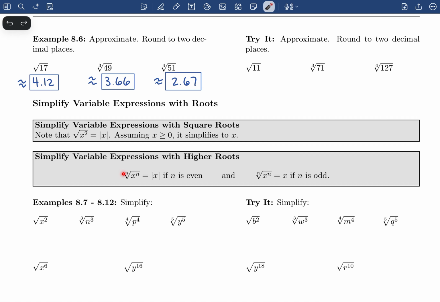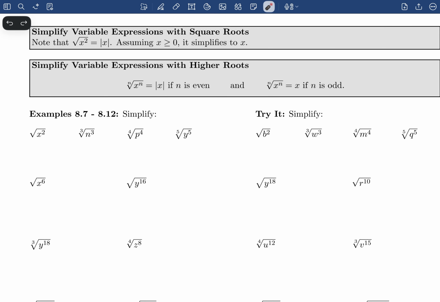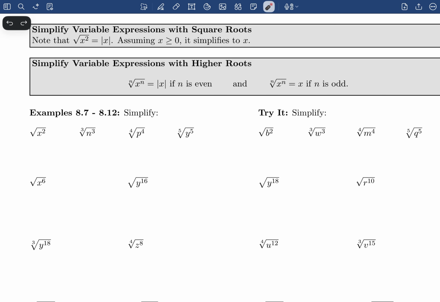So the nth root of x to the n is equal to the absolute value of x if n is even, and the nth root of x to the n is equal to x if n is odd. So if we've got an even index, and we got the same power here, that's the absolute value of x. If it's an odd index, an odd power, well, then it's just x. We don't have to worry about the absolute value symbols. Great. Now we're ready to proceed, and we're going to start nice and easy.